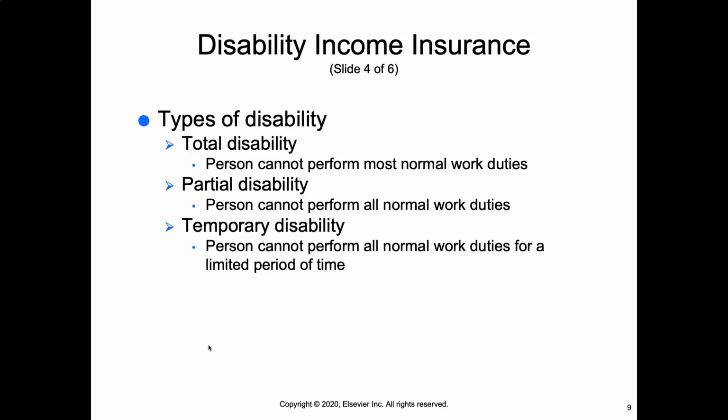The new category here is partial disability, meaning that they cannot perform all their normal work duties. They can do some of them, but they can't do all of them. Even after a temporary period of time, they still can't do all of them. They can only do some. Then you have total disability, and that's the same thing as what you saw under workers' comp, that the person can no longer perform the normal work duties. They just can't do it. They're disabled beyond that ability anymore. So those are the types of disability that you're going to want to keep in mind.